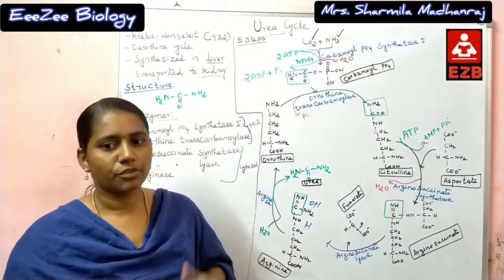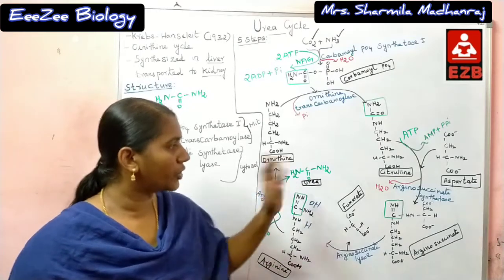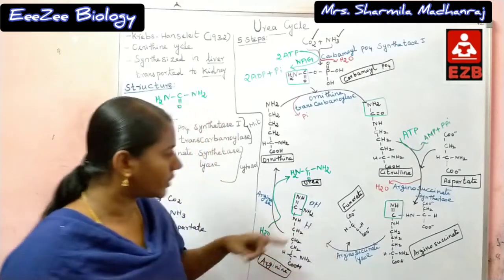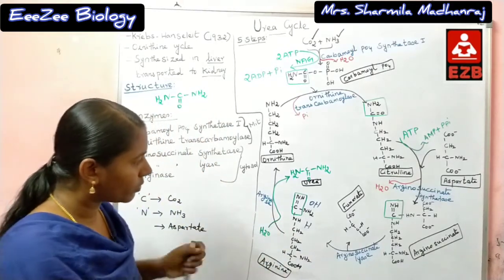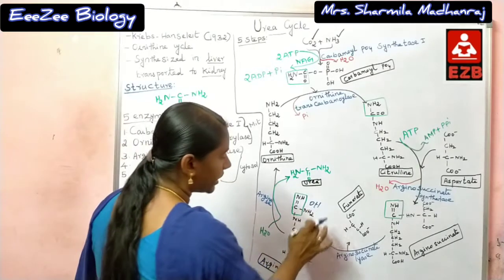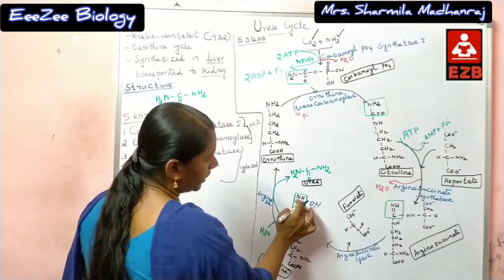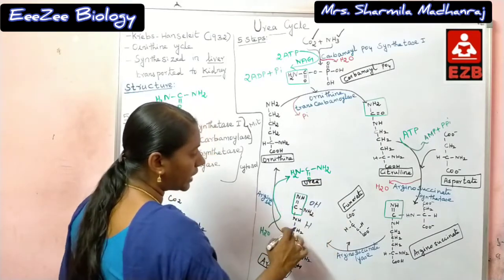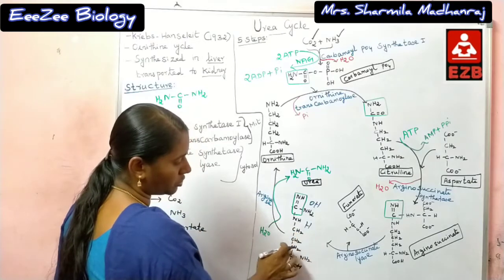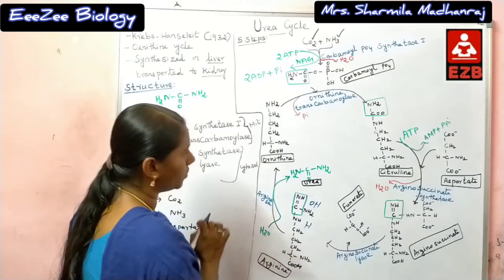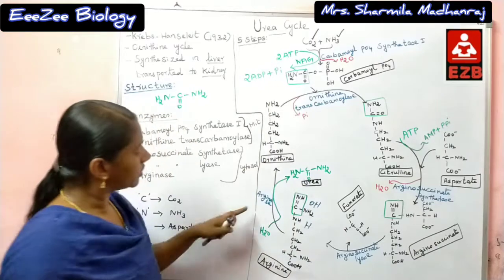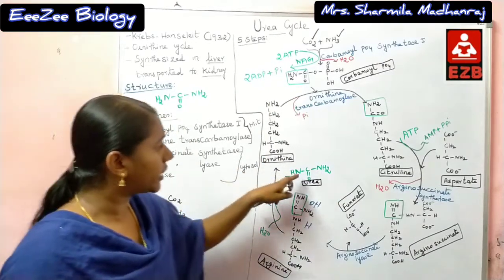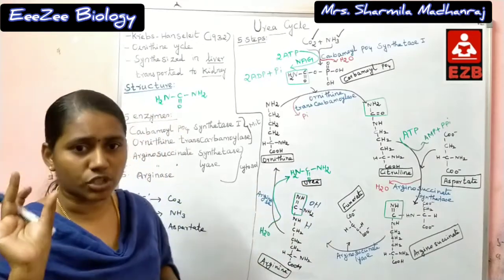Next, the fifth step is the formation of urea. Here a water molecule enters this reaction with the help of the arginase enzyme. The water molecule is split into OH and hydrogen. Here NH2, C double bond O, NH2 is urea, and the remaining NH2, CH2, CH2, CH2 and CH NH2 COOH is ornithine. This is ornithine and this is urea. NH2, C double bond O, NH2 is the structure of urea.